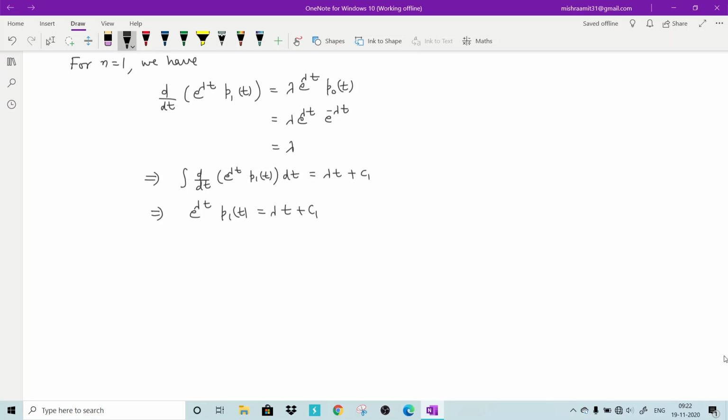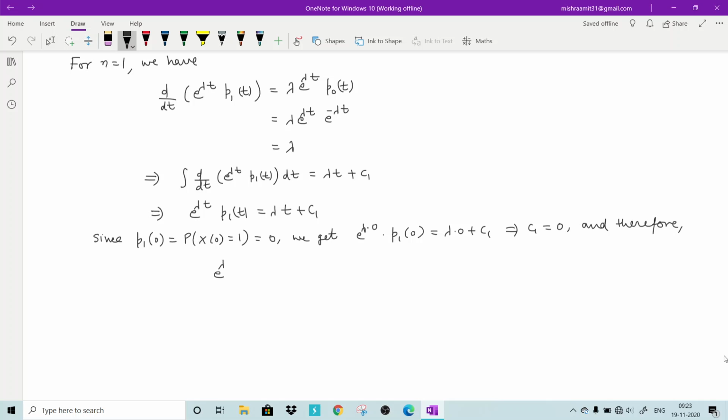Now we have to find the value of this constant c1. Again remember that P1(0), that means the probability that at time 0 this process is in state 1. We know that X0 is 0 actually, so the probability that X0 is equal to 1 will be 0. Then we get e to the power lambda times 0 P1(0) is equal to lambda times 0 plus c1, which implies that c1 is 0, because P1(0) is 0. So we are getting c1 is 0, and therefore e to the power lambda t P1(t) is equal to just lambda t.